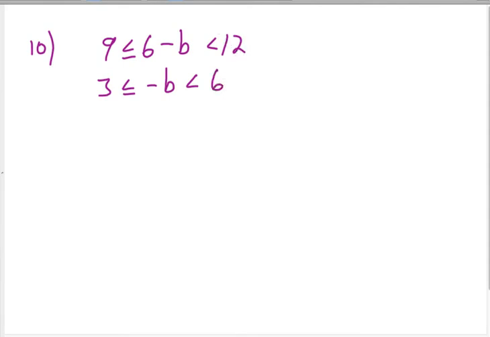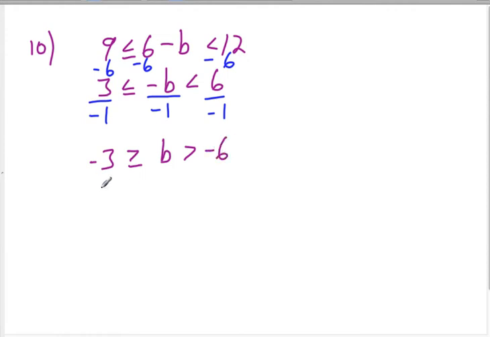So I just subtracted 6 from everything there. Alright, now I don't want -b, I want +b. One way we can do that is multiply everything or divide everything by -1. I'll use division just because it fits nicer. Remember, we're dividing by negative numbers, so that changes the directions of all the inequality symbols.